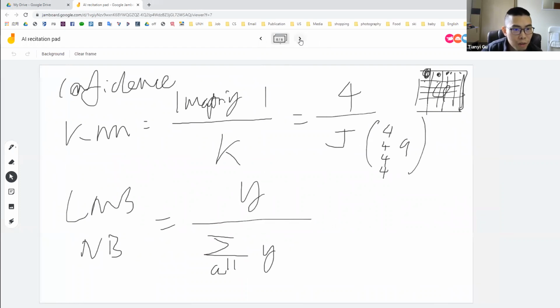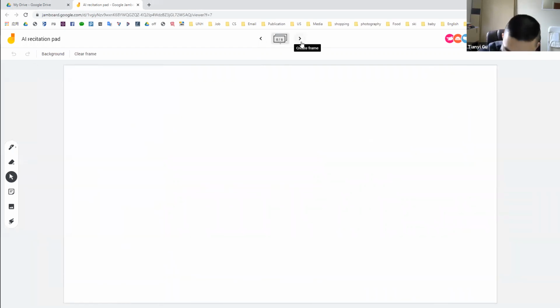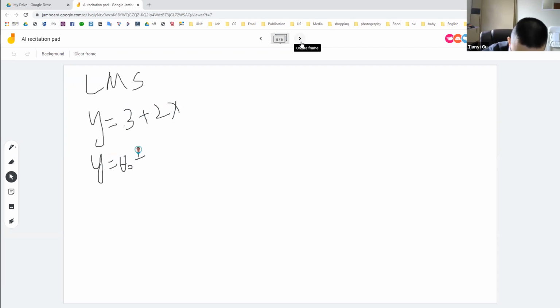Okay, let's move on to one example of the least mean square approach. Say we want to train this model of y equals 3 plus 2x. We don't know this, so what we actually want to learn is a model like y equals theta 0 plus theta 1 x.